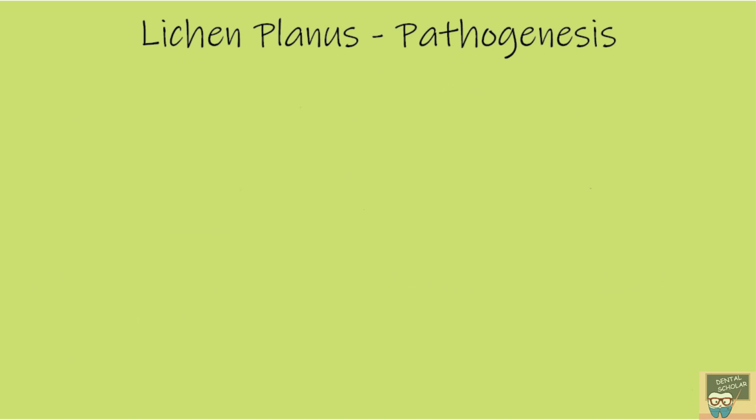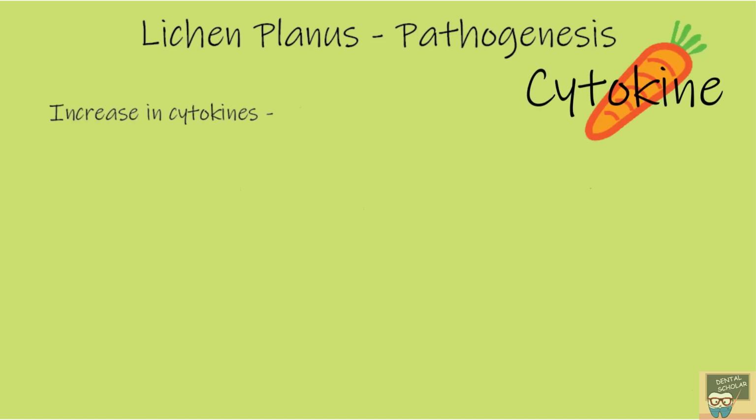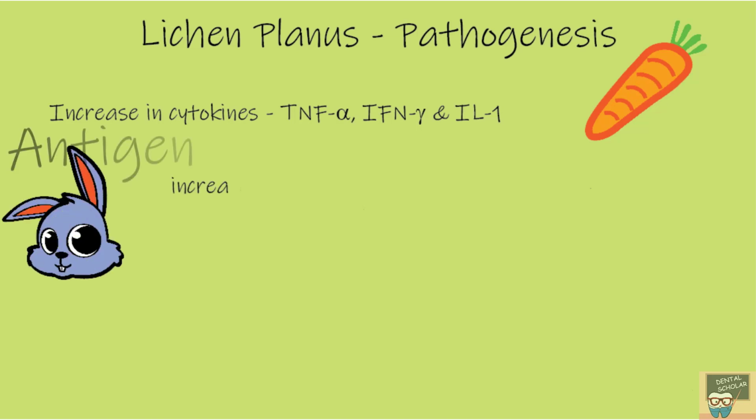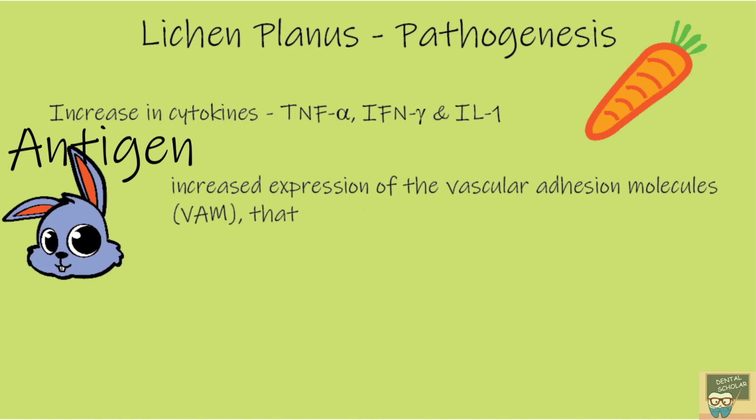It has been noted that in patients suffering with oral lichen planus, there is an increase in various cytokines, and these cytokines include TNF alpha, IFN gamma and IL-1. TNF alpha is tumor necrosis factor alpha, IFN gamma is interferon gamma and IL-1 is interleukin 1. These cytokines stimulate the endothelial cells of the subepithelial vascular plexus, and this in turn leads to an increased expression of the vascular adhesion molecules, that is CD62E, CD54 and CD106 by the endothelial cells of the vascular plexus.